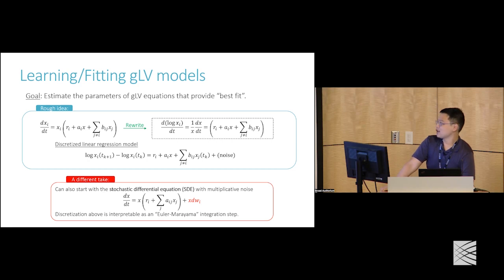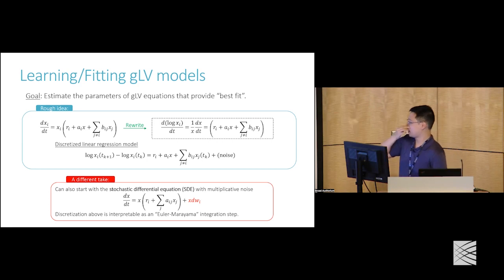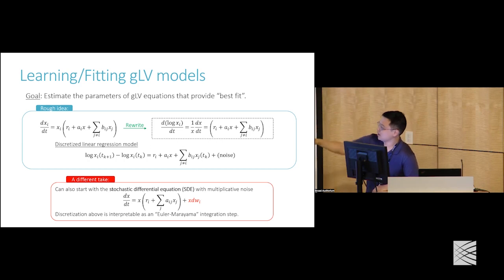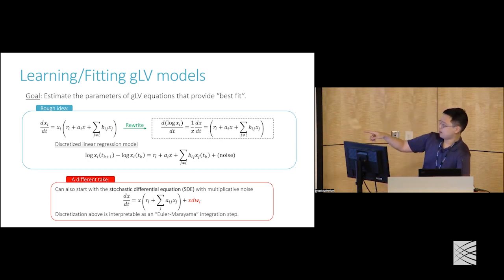So there's a slightly different take on this. If you want to get into the nitty-gritty details, you can alternatively start with the stochastic differential equation with multiplicative noise, where you have this differential equation that we started with, but again on the right-hand side you add the abundance times some white noise term, and if you do this, then the discretization above is interpretable as an Euler step, or an Euler-Maruyama integration step, for SDEs. But either point of view suggests that the same technique applies.